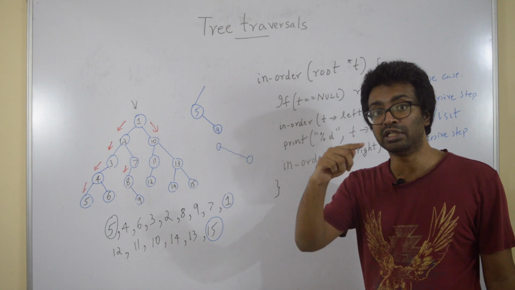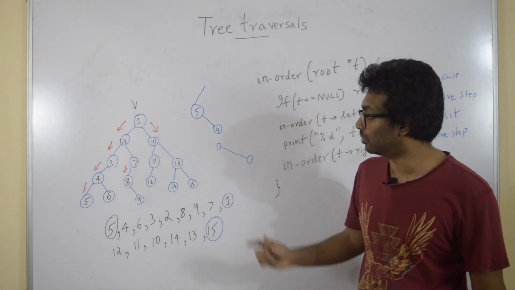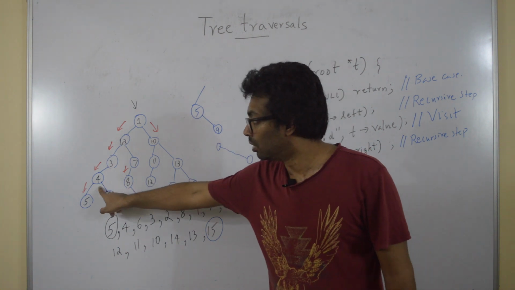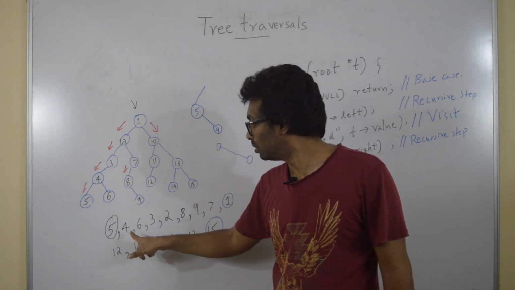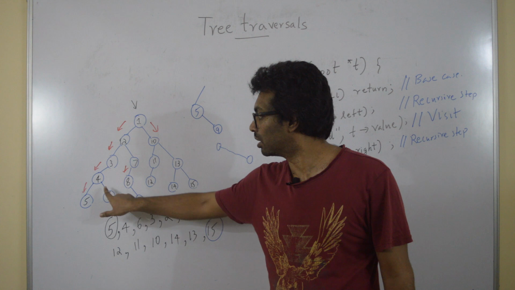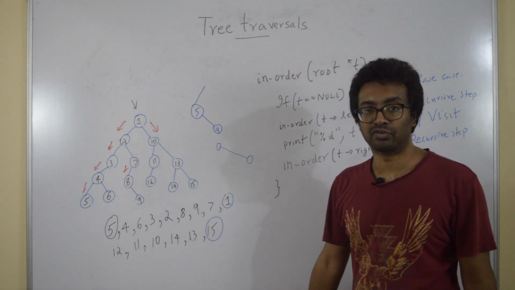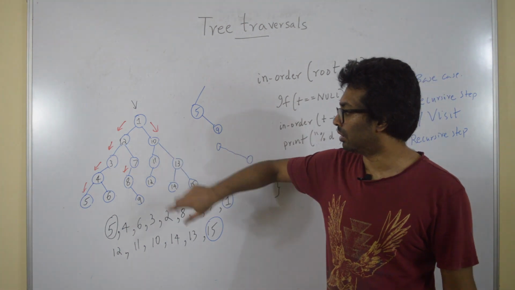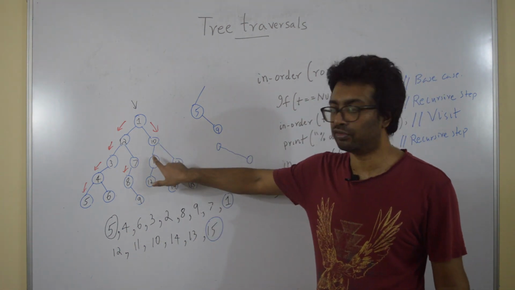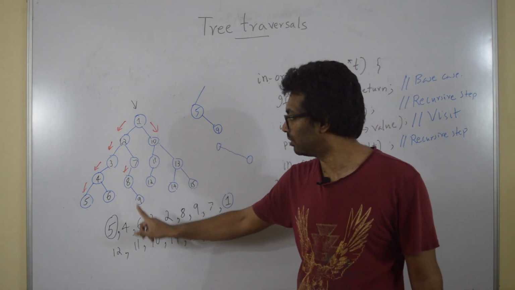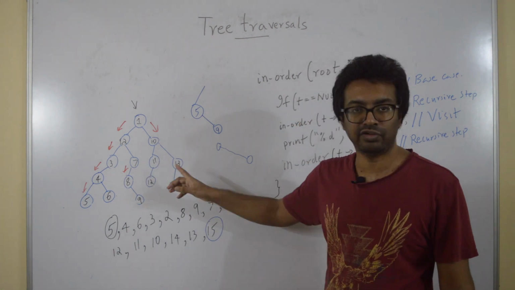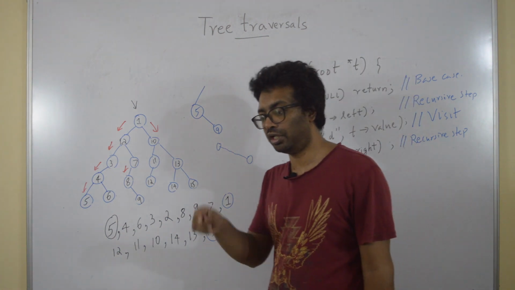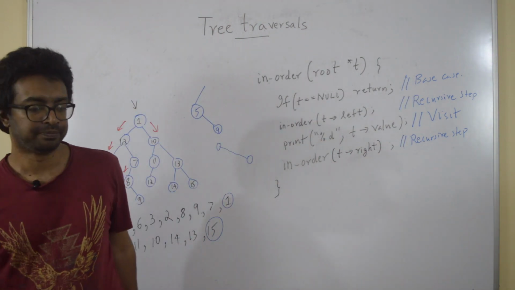This is a very important property, and it is implemented recursively. You take 3, you take 4. The numbers to the left of 4 come before 4, and the numbers to the right of 4 come after 4. Or take 10 here. The numbers to the left of 10 come before 10, 12 and 11. The numbers to the right of 10 come after 10, 14, 13, 15. This is a very important property of in-order traversal.